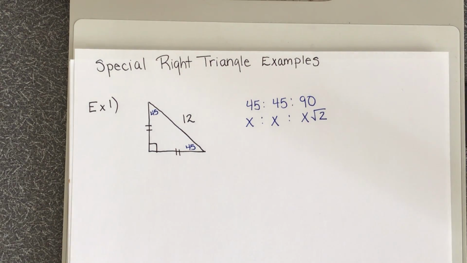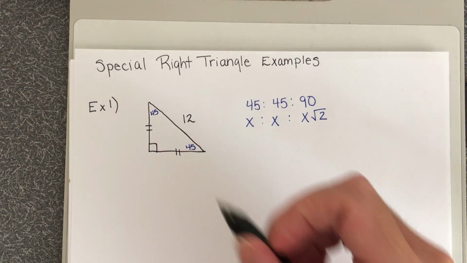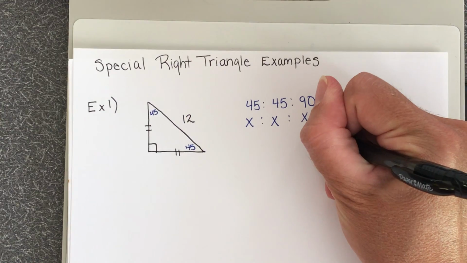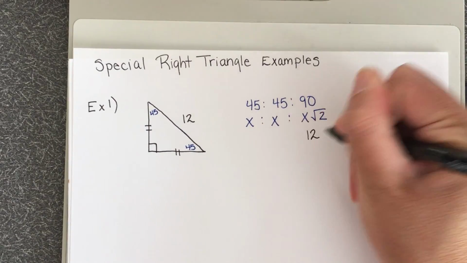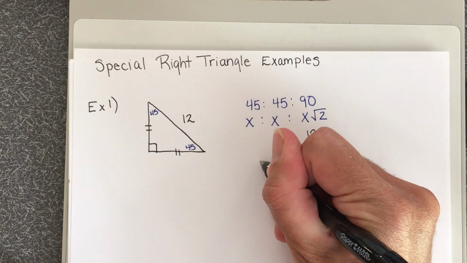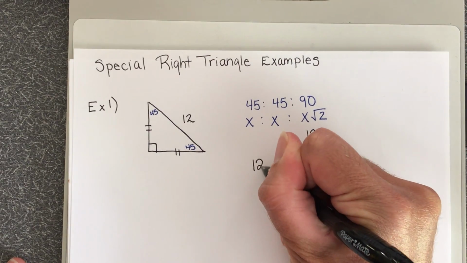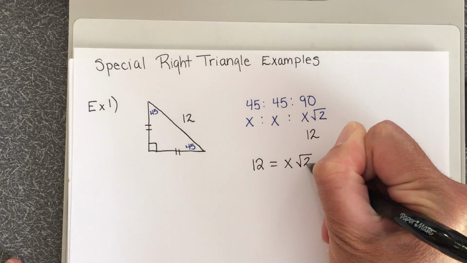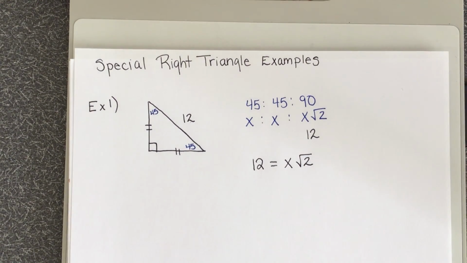So I'm going to take my given side length, which is 12, and it goes with the 90-degree angle. So I'm going to write it there. And I need to figure out what x is. And x is not 12. I'm going to set up an equation. So 12 is equal to x times the square root of 2. And I need to get x by itself.